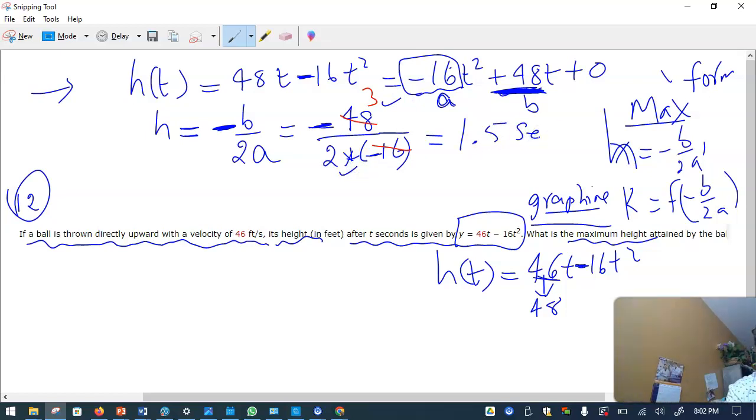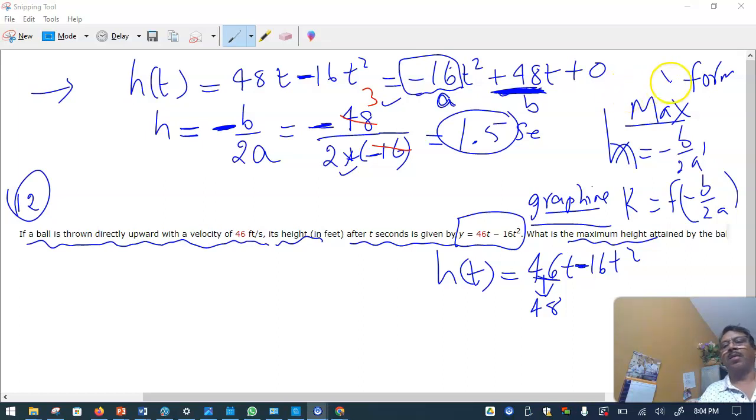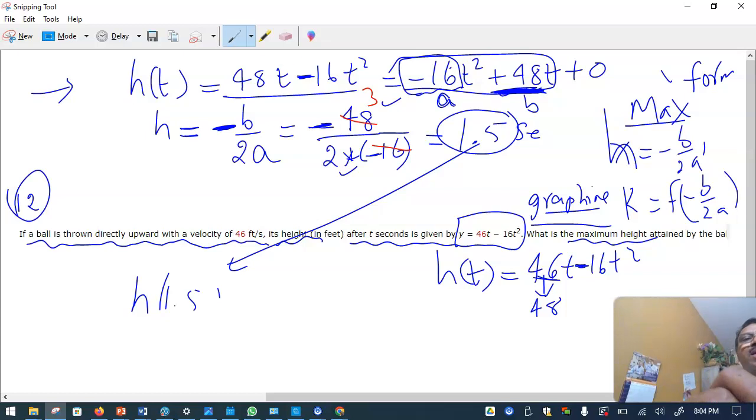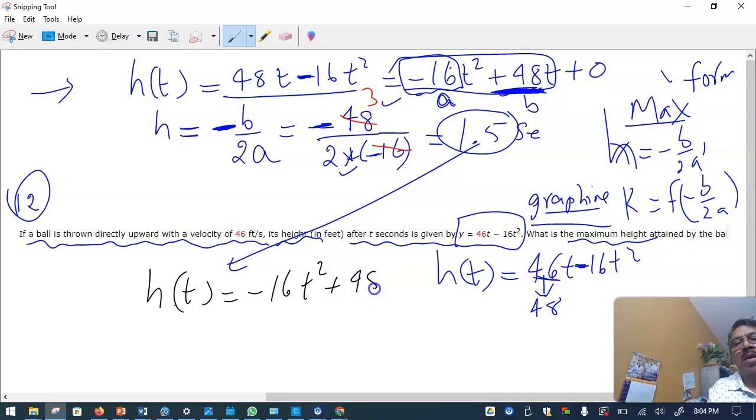Once you get this 1.5 seconds, whatever the answer that you get, you plug it into this equation, right? So h of 1.5. Before that, let me write the equation again. h(t) equals minus 16t squared plus 48t. So you're going to replace t by 1.5.